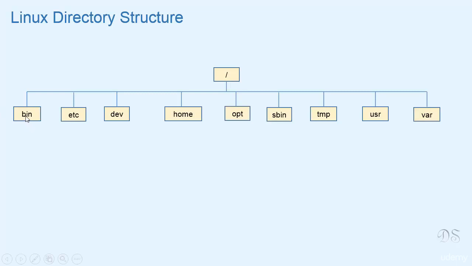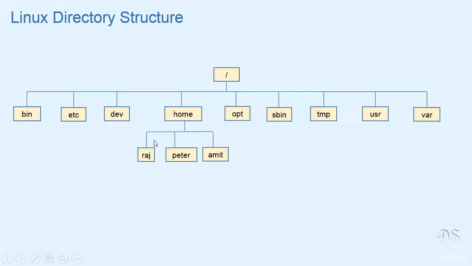Bin contains the executable commands and utilities. etc contains system configuration files. Dev contains file interfaces for different devices. Home contains user home directories.